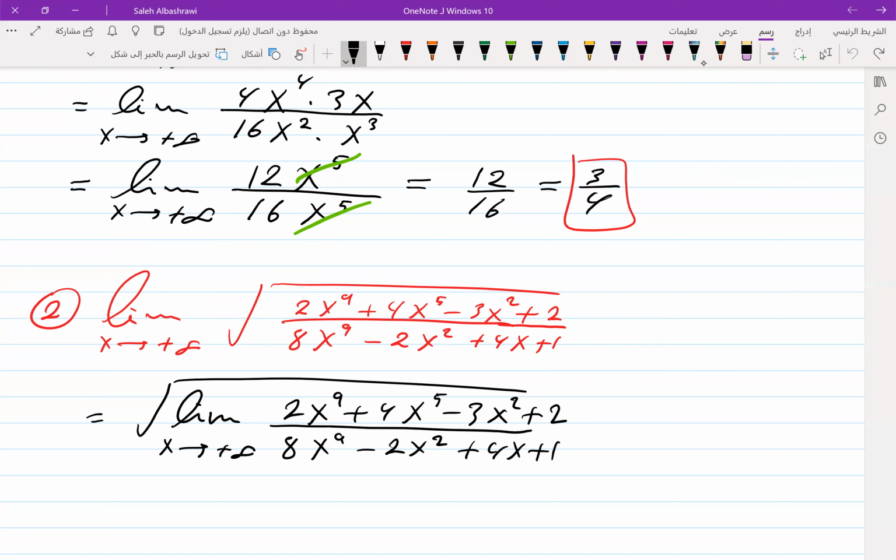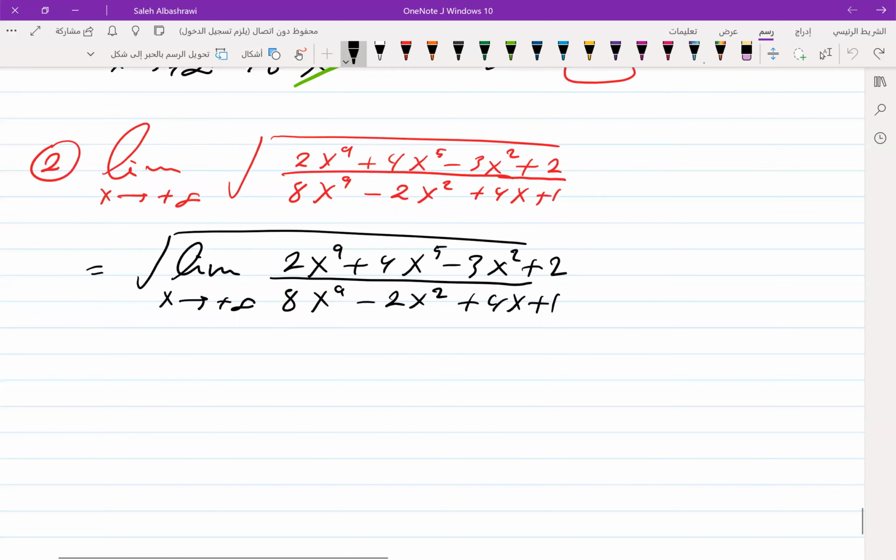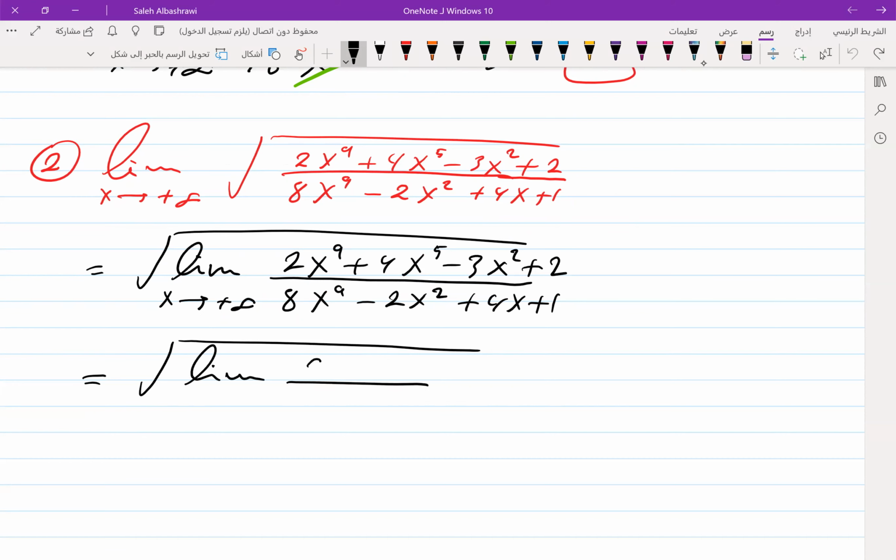Now what is inside is just the limit of a rational function. I have a polynomial divided by another polynomial. So we can apply the theorem that the limit for the polynomial is equal to the limit of the highest power of that polynomial. So this is equal to the limit, where the highest power for the numerator is 2x to the power 9, and the highest power for the denominator is 8x to the power 9, as x goes to plus infinity. We can simplify this one. x to the power 9 will cancel x to the power 9.